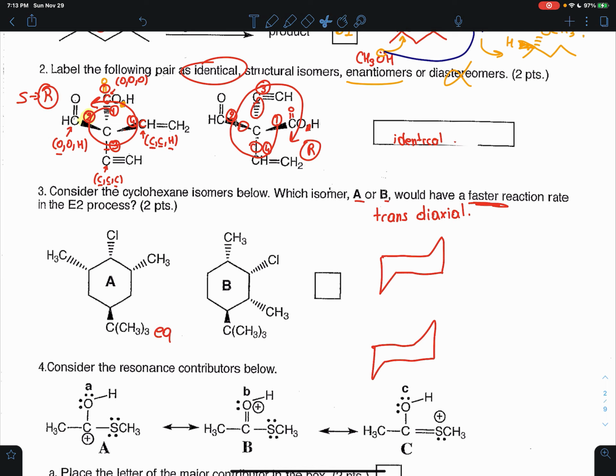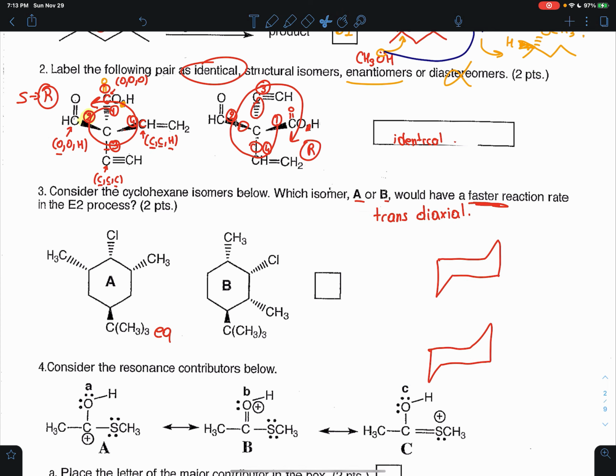Let me just move them a little bit here. So this is going to be my A, and this is going to be my B. Looking at A, I want my tert-butyl to be on equatorial. So I'm just going to assume that this tert-butyl is here, and let's pretend we number that 1. Now that we saw that, let's go around and add the groups.